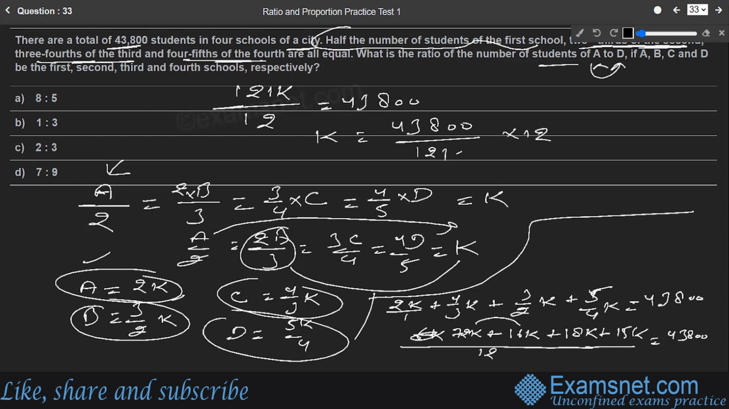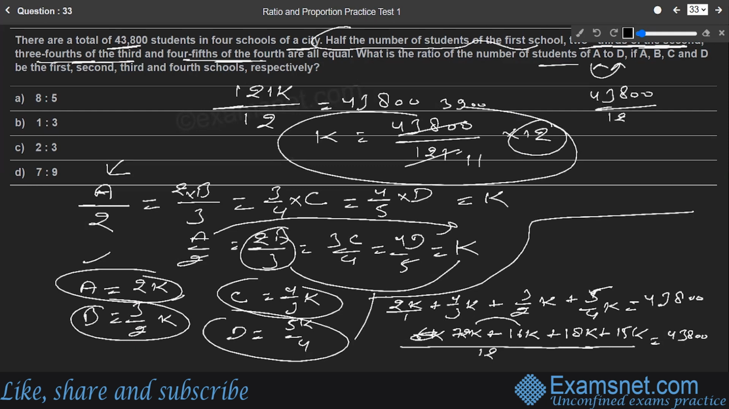So let us divide. 121 is divisible by 11, so let us divide, that is 11 times only. And what about 43,800? That can be divisible by 11 also. 11 threes are 33, 10 remains. 11 nines are 99, 9 remains. That remains 900. And that is to be multiplied by 12. So this is the ultimate value of K, that is 43,800 divided by 121 into 12. That is the ultimate K value that comes out to be.